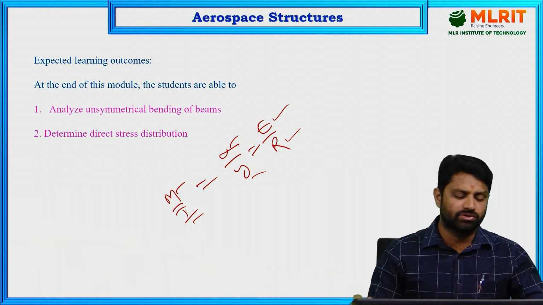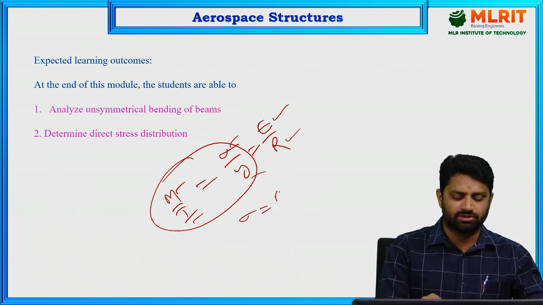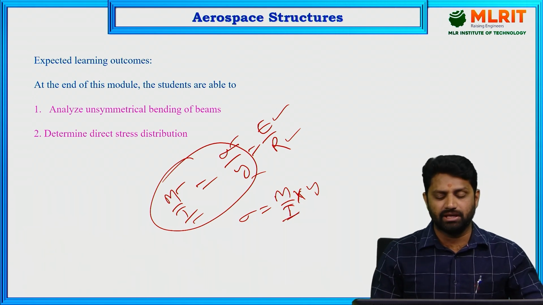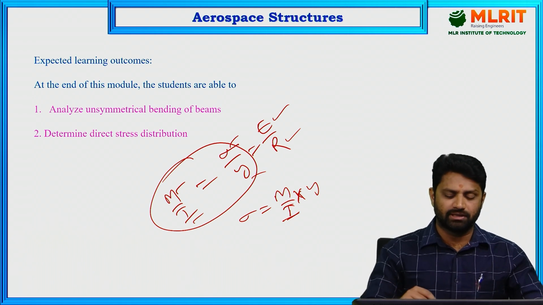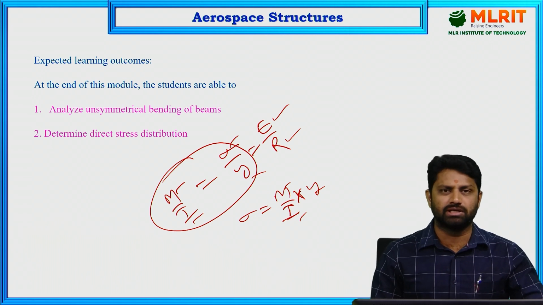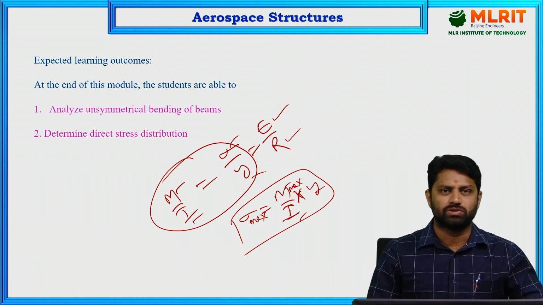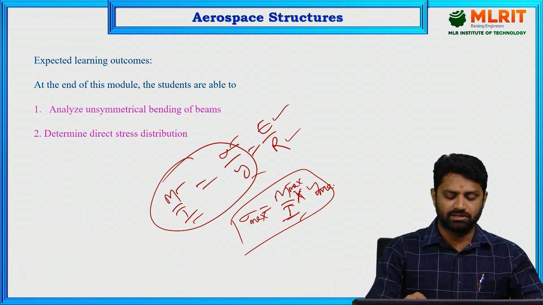In this, you consider these two terms and write the formula sigma equals M by I into y. Depending upon the beam and its cross section, you find the bending moment, the moment of inertia, and y, the distance from the neutral axis, and substitute here. You then find the direct stress, sigma. Sometimes you may also calculate the maximum stress, for which the bending moment should be maximum, and y should also be maximum.